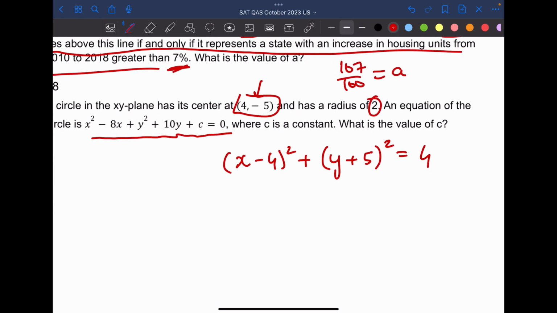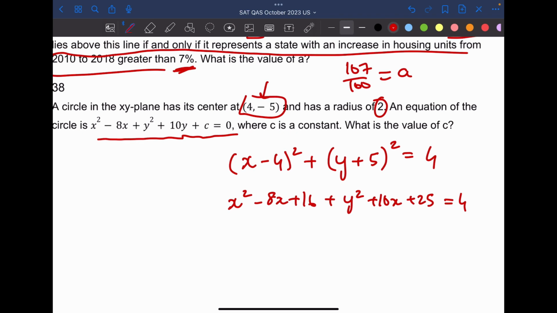And now let's expand this. So you'd end up with x squared minus 8x plus 16. This is what you get if you expand this bracket. And then plus y squared plus 10y plus 25. And this is what you get from this bracket, all equal to 4.